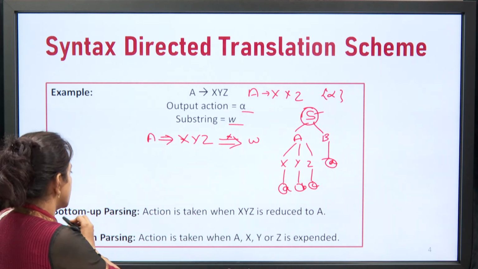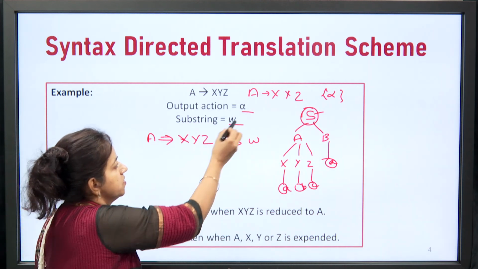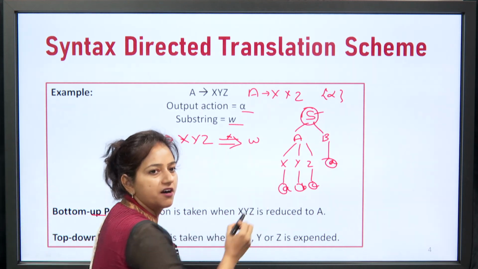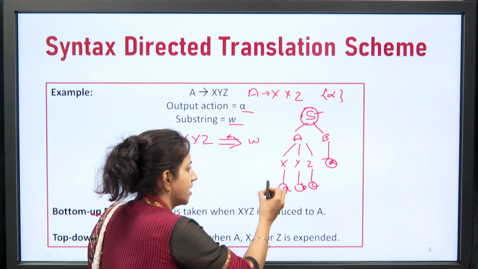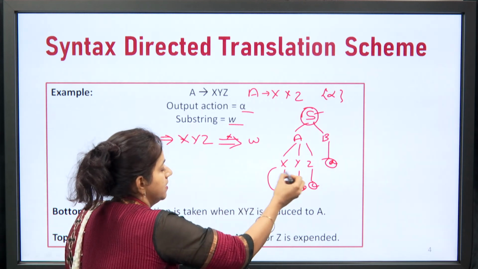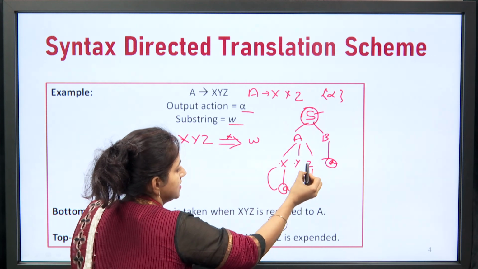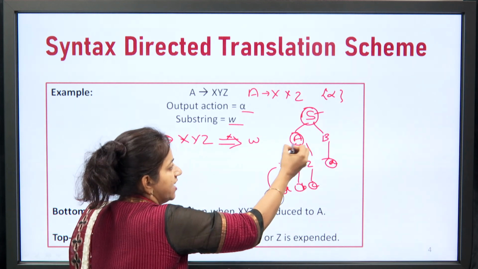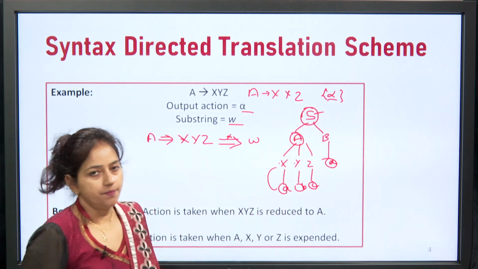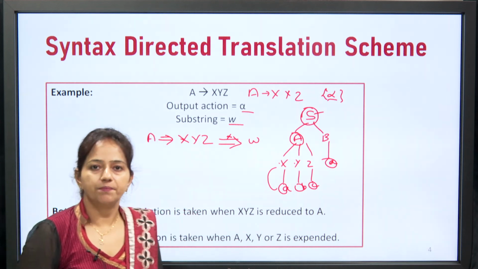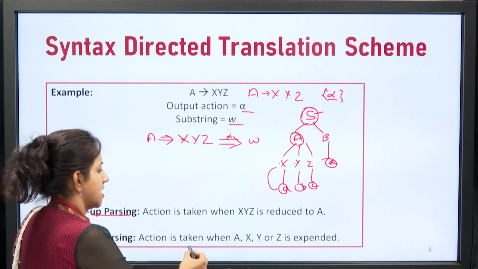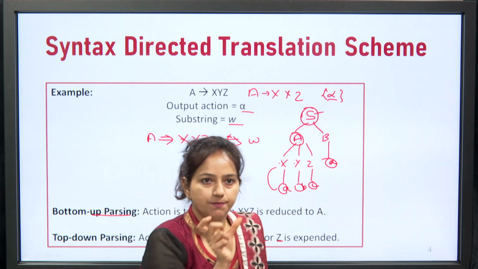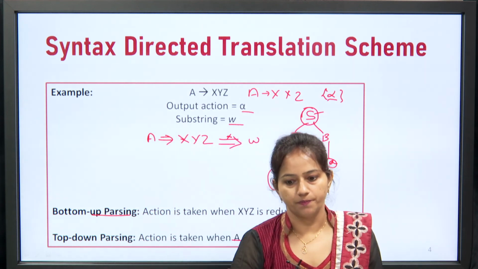In bottom up parsing, our objective is to know when to perform the action. This action will be performed whenever there is a reduction in the parse tree. For example, suppose at this level X, Y, Z can be reduced to capital A. So, whenever we do the reduction, the action corresponding to it will be performed. If we are doing the parsing using top down parsing, then the action is taken when X, Y or Z is expanded. So, with respect to production, the action will be performed.